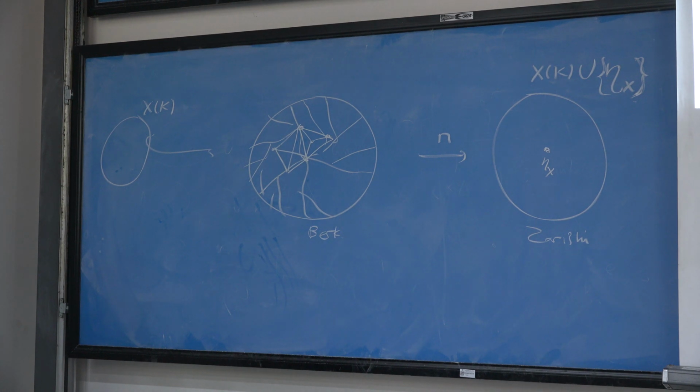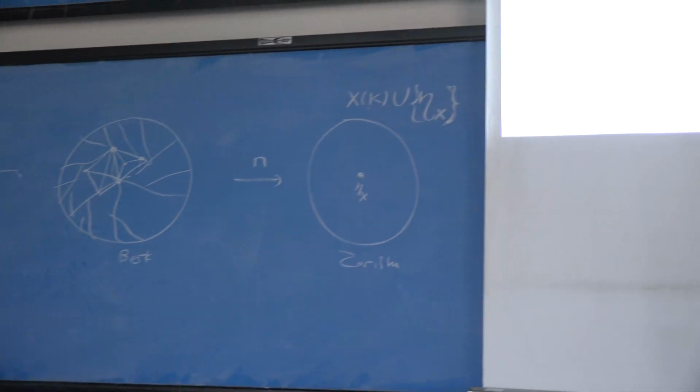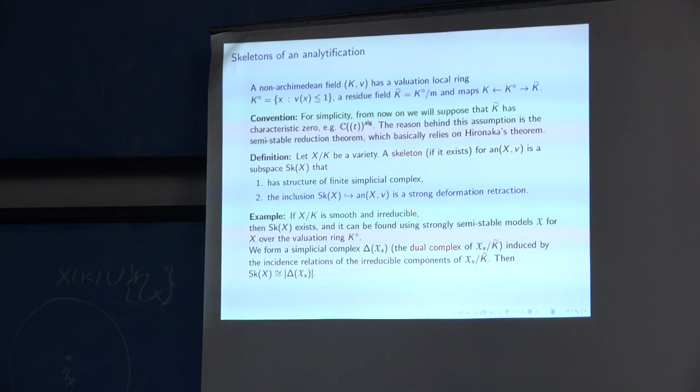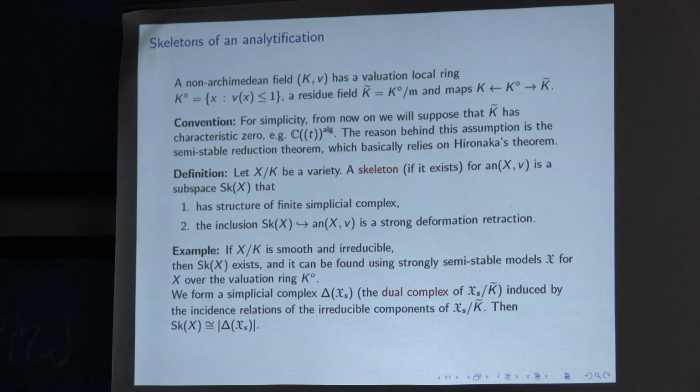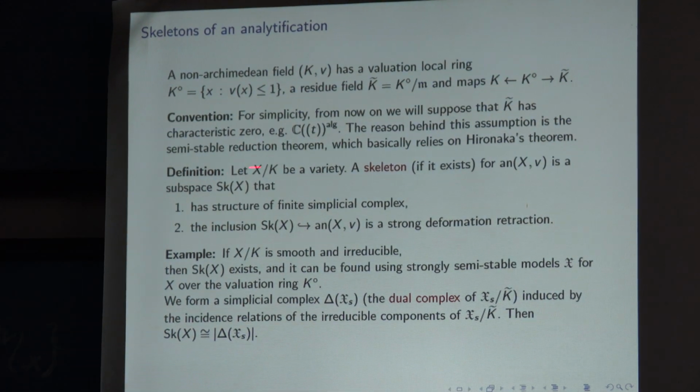Let me give you an example. If you have a smooth and irreducible variety over a field, the field has to be like this. Then this guy exists. And now, classically, people have been using strongly semi-stable models over the valuation ring to find it. I will explain it in a moment.